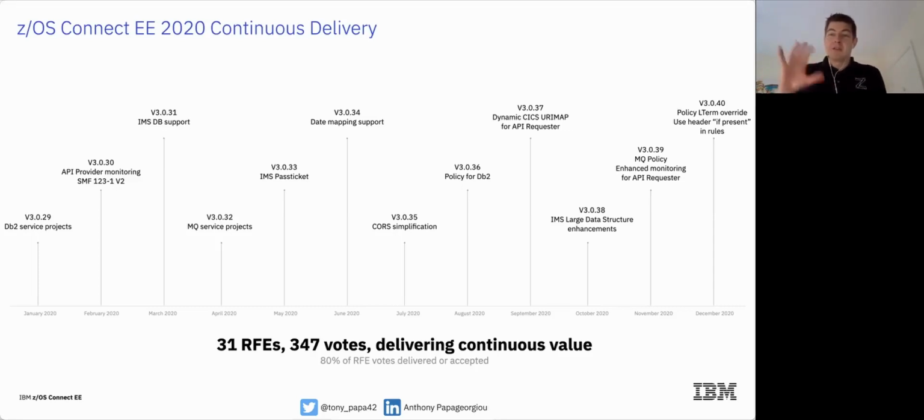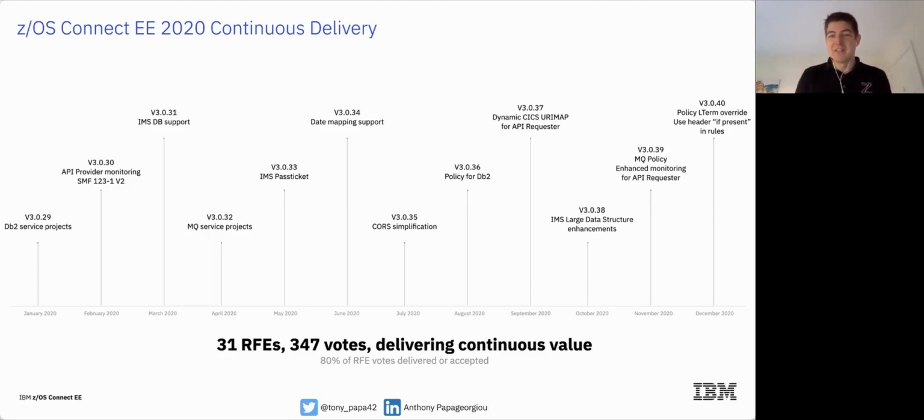And then at the end of the year, there was a lot of work around API requester, so enhancements to allow people to dynamically select which z/OS Connect they want to call out to in CICS with the URI map support, and policy, and enhanced monitoring as well towards the end of the year there. So lots of good stuff continuously dropping, a whistle-stop tour.